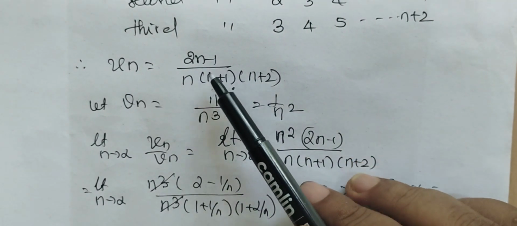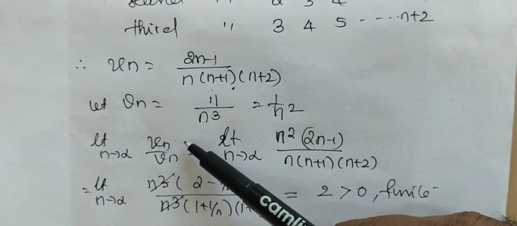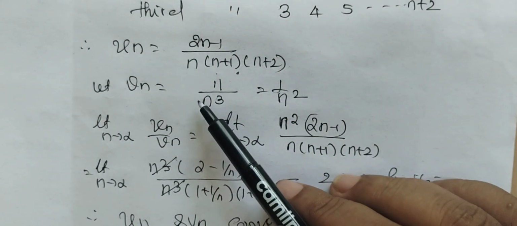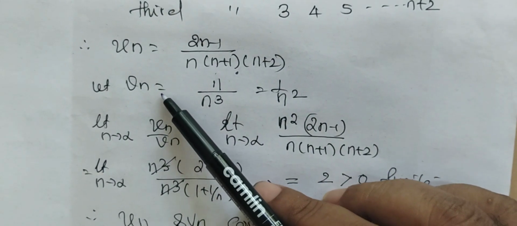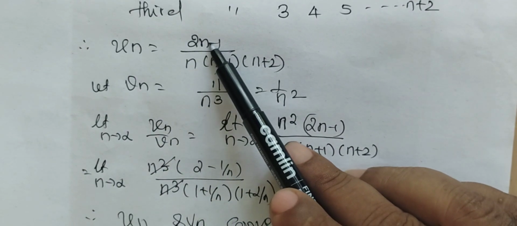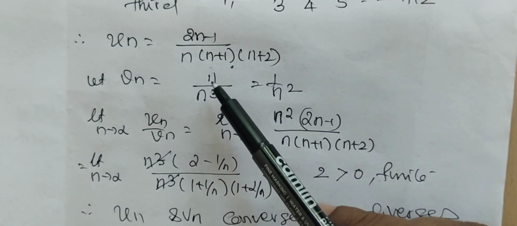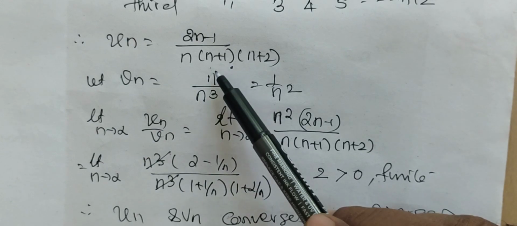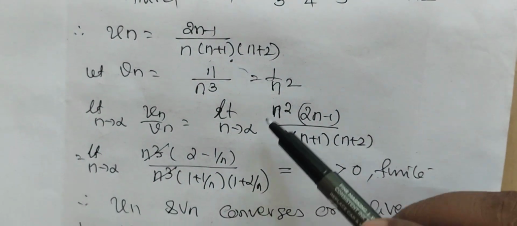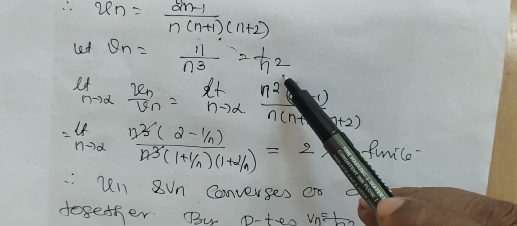If this contains a full polynomial of n, we can use only the limit comparison test. So what is the limit comparison test? For the limit comparison test, we have to find a term to compare with. That term is the highest power term in the numerator, that is n only. Don't take the coefficients. Then the highest power term of the denominator: here n into n into n, total n cube. That is why Vn is equal to n by n cube, that is equal to 1 by n square.